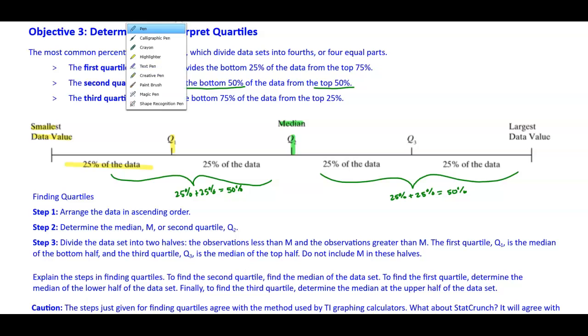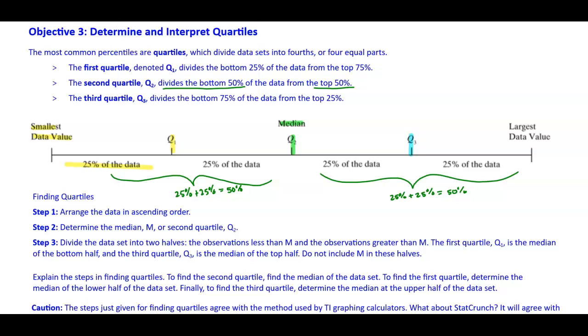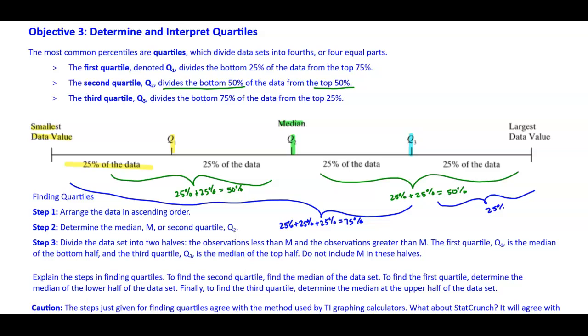Okay, and then now we're looking at quartile 3. Here's quartile 3. So what does quartile 3 tell us? Quartile 3 divides the bottom 75%. If we take a look at the bottom 75%, that means we're taking 25% plus 25% plus 25%, which gives us 75%, and that separates the bottom from the top 25% of the data.